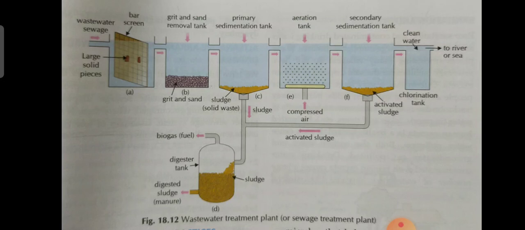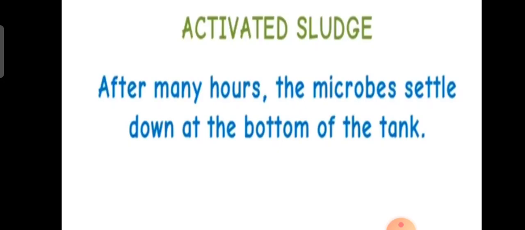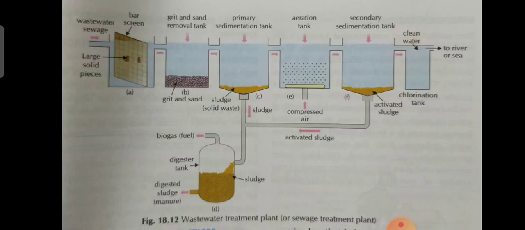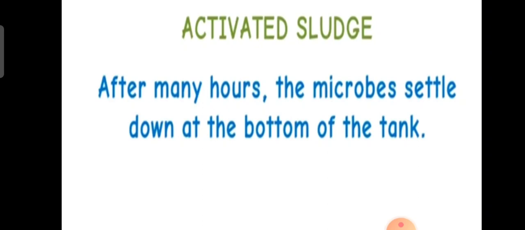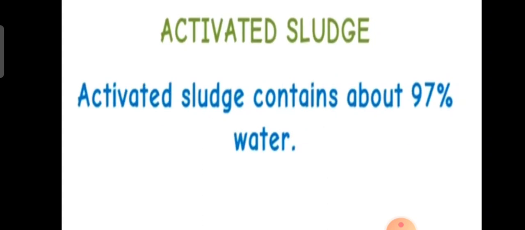Right? Now what happens here in the secondary sedimentation tank? Activated sludge is there. After the water is allowed to stand here for many hours without disturbance, the aerobic bacteria settle down at the bottom of the tank as activated sludge. See here, activated sludge. Okay, what I said, the aerobic bacteria settle down at the bottom of the tank as activated sludge. This activated sludge contains 97% water.